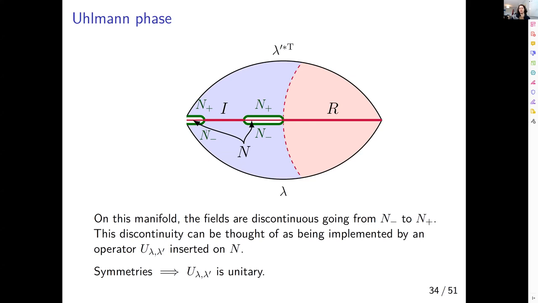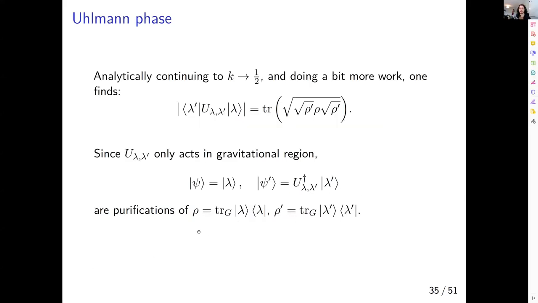So that means that these two states, which I've defined here, psi, which is just lambda, and psi prime, which is U dagger acting on lambda prime, are purifications of the original density matrices rho and rho prime. So at this point, we can use Uhlmann's theorem. We've constructed these two purifications. We know that they obey this equation, that the absolute value of the transition amplitude is equal to the fidelity. So we can therefore deduce that they maximize the transition probability.